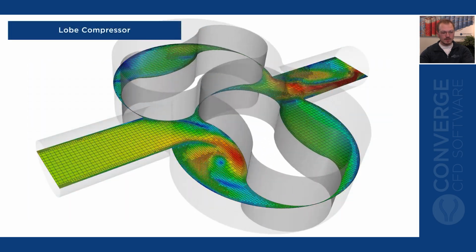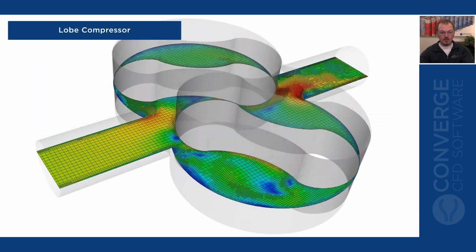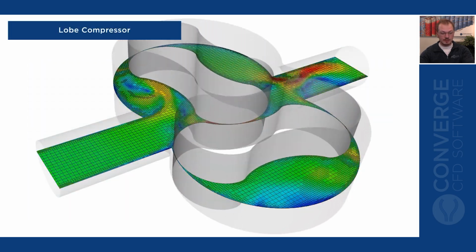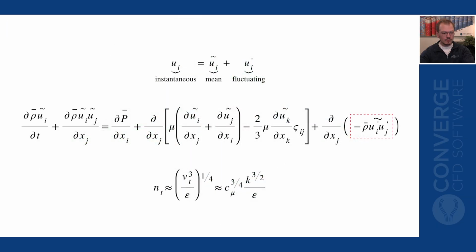For RANS models, the flow variables such as velocity are decomposed into an ensemble mean and fluctuating term. When this decomposition is substituted into the Navier-Stokes equation, an additional term called the Reynolds stress term, which represents the effects of turbulence, is produced. The different RANS models use different methods to model the Reynolds stress tensor.